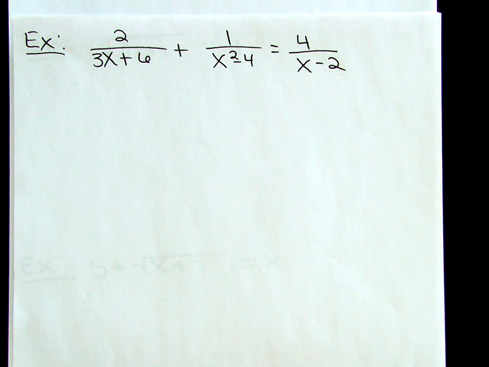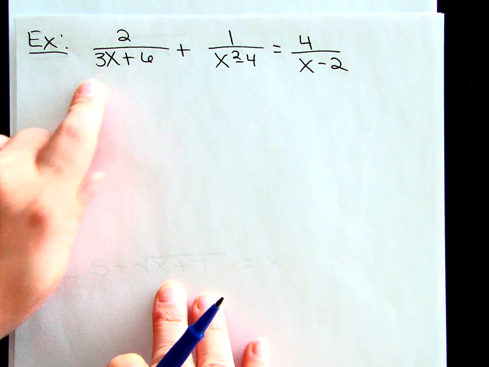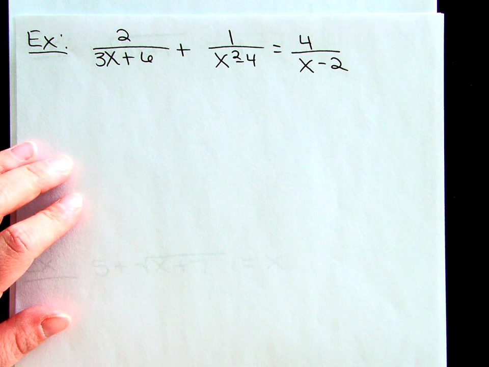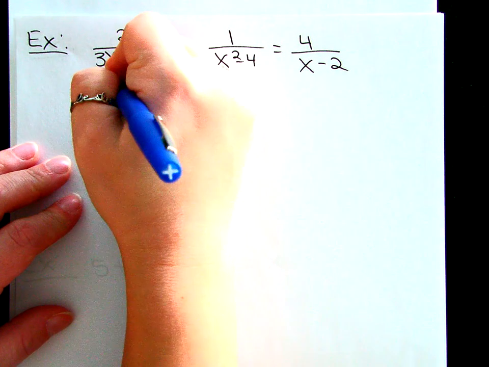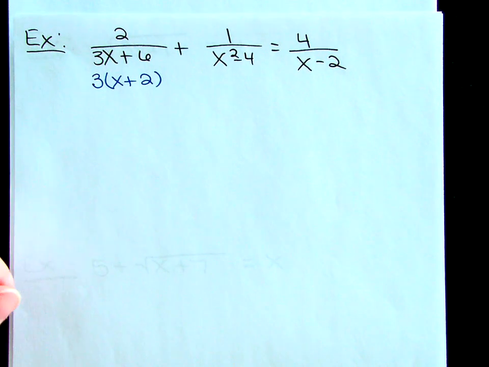So let's look at these for a second. 3x plus 6. I'm just looking at this denominator. What do you notice about it? Could we factor anything out of it? Okay. If we factor a 3 out, that would leave us with an x plus 2.